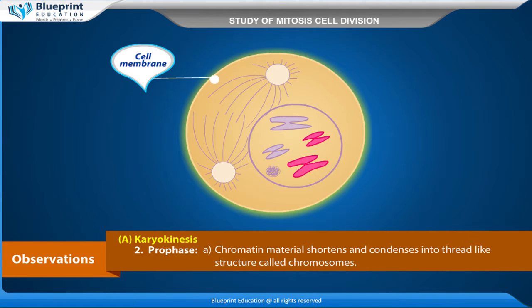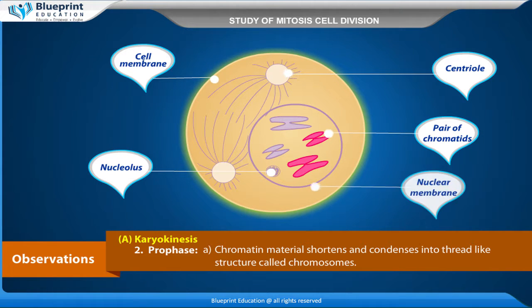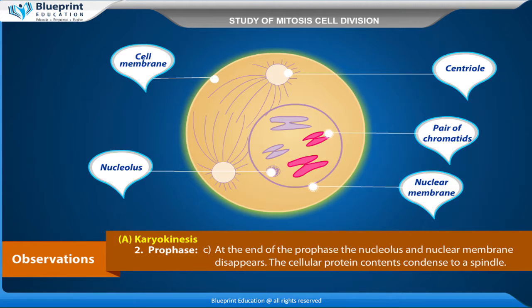Prophase. Chromatin material shortens and condenses into thread-like structures called chromosomes. Each chromosome consists of two chromatids joined at a point called the centromere. At the end of the prophase, the nucleolus and nuclear membrane disappear. The cellular protein contents condense to a spindle.